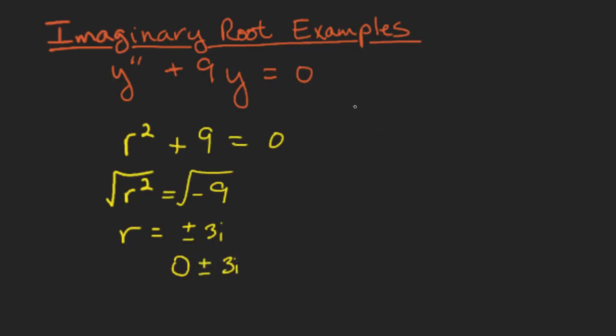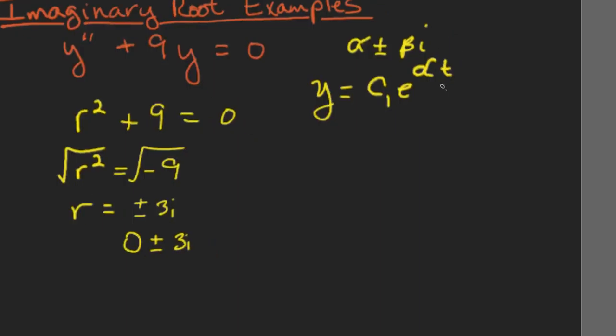The general solution for an imaginary root, where you have a plus bi or alpha plus or minus beta i, would be c1 e to the alpha t sine beta t plus c2 e to the alpha t cosine beta t.